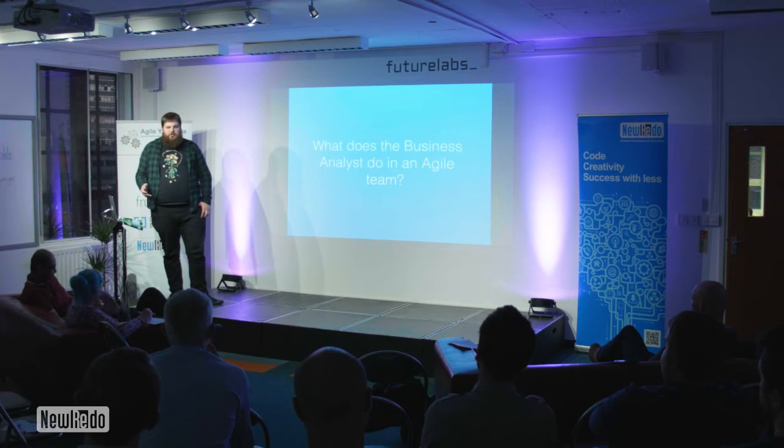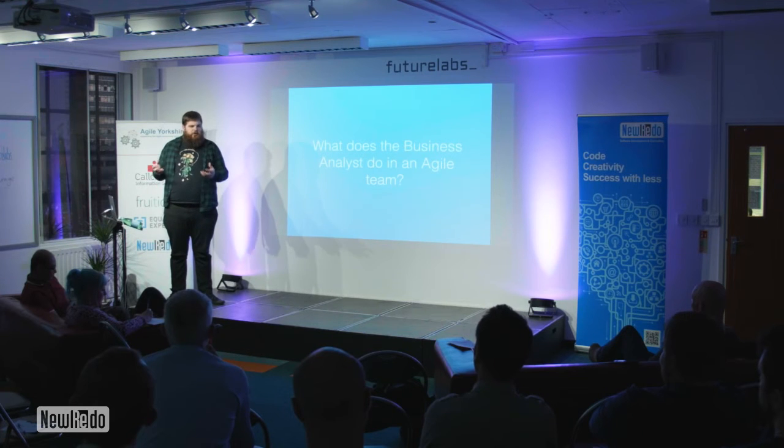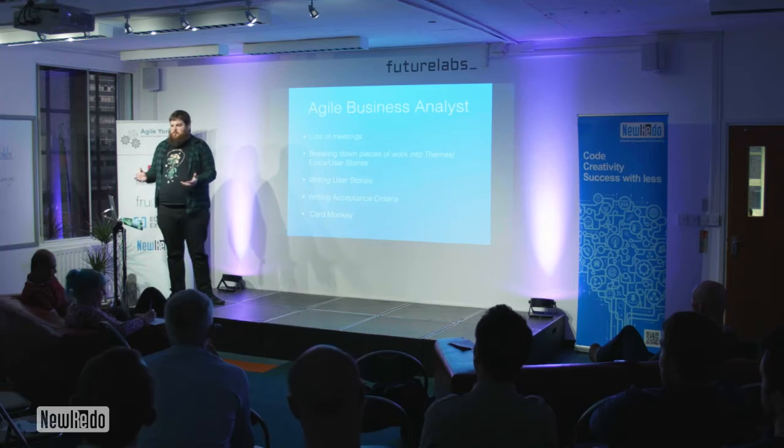So what does a business analyst do in an agile team? I took a slightly different approach to this and firstly looked at what my teams would generally think I do. So if I went to my developers and say, what do you think I do? I think this is a lot of the list that I get. So I'm always in meetings. I'm helping them break down things from new work down into epics and stories. I'm writing the user stories. I'm writing acceptance criteria. You might get the joking phrase of card monkey. We've all heard it before.